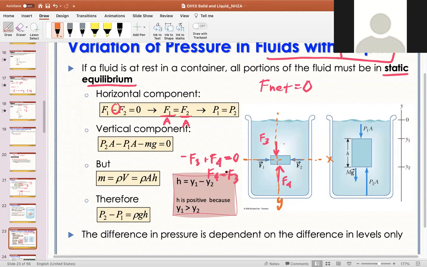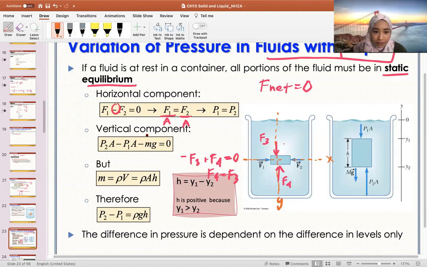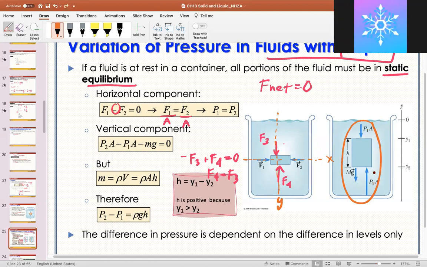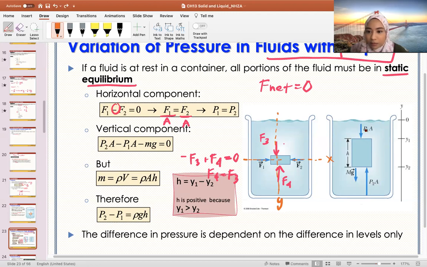Okay, so I talked about force, by the way. But here you can see that there's another term in this equation. P2A minus P1A, or force 2. It's okay, I'll write it again later. P2A minus P1A minus mg is equal to 0. Why is that? I talked about F3 and F4 just now. But in this case, we have P1A, which is F. Let's label this. This part is a bit confusing, bear with me. Let's label this as P3.